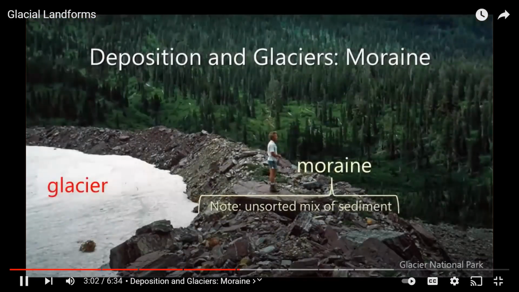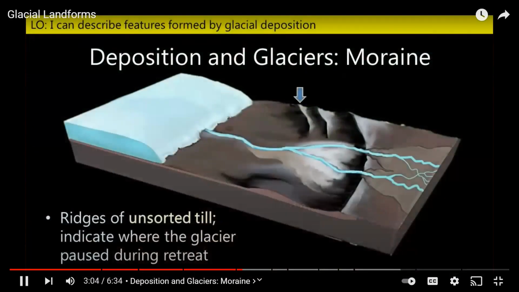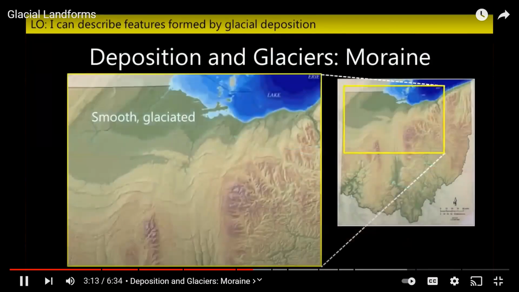Moraines essentially define where the glacier paused, and the position of the moraine that is farthest down the valley, the terminal moraine, indicates how far the glacier extended during its history. Ice sheets leave behind moraines that can be traced for hundreds of kilometers across multiple states. For example, this shaded relief map of Ohio shows the positions of several moraines stretching across the northwest corner of the state and into neighboring Indiana.